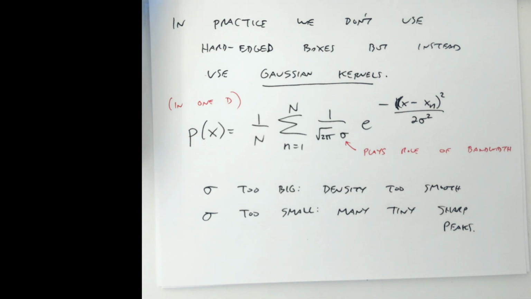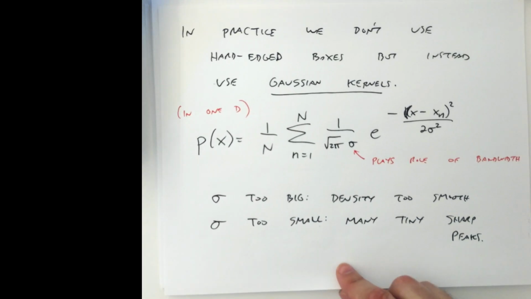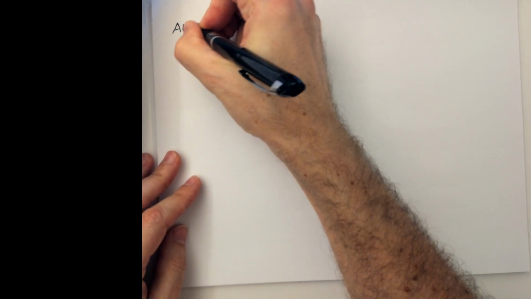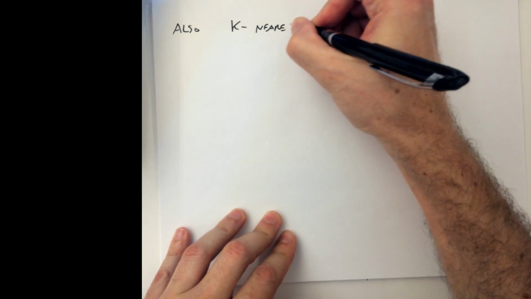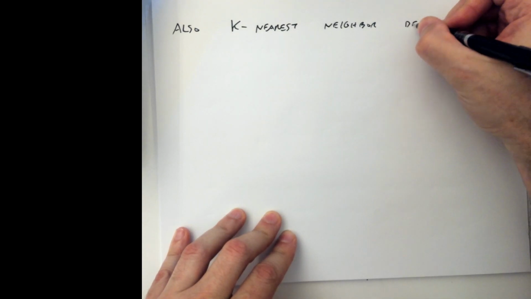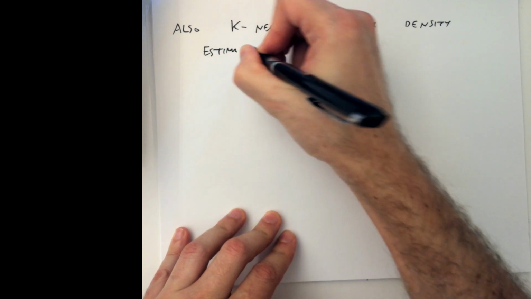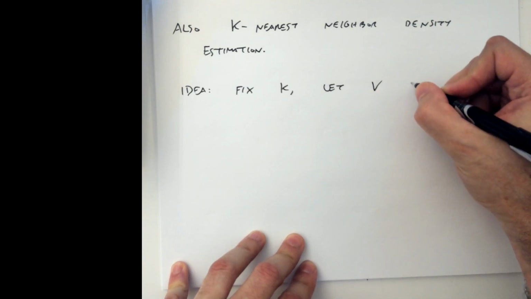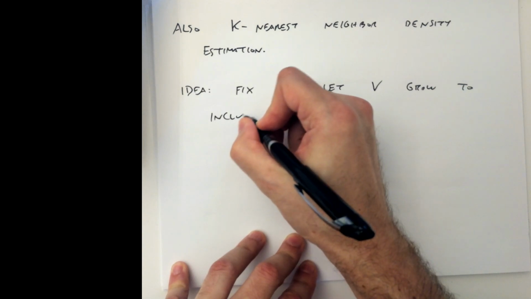Okay, the last thing I want to talk about is an alternative. Basically, what we're doing in Parzen windows is specifying the volume V and then counting the number of things that fall into that volume. Another way of thinking about this is what's called a k nearest neighbor estimate. I'm not going to specify the volume; instead I'm going to specify k, the number of neighbors, and let the volume grow until it encompasses that number of neighbors. So there's something called k nearest neighbor density estimation, and the idea is to fix k and let V grow to include k points.